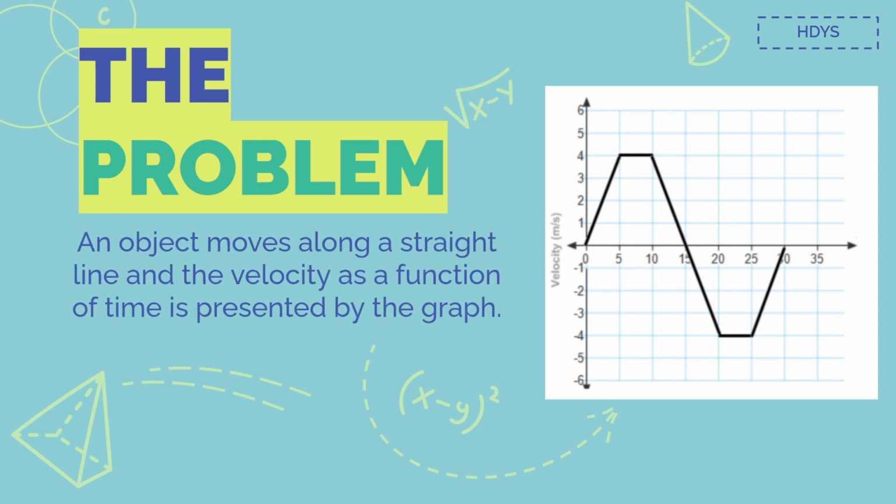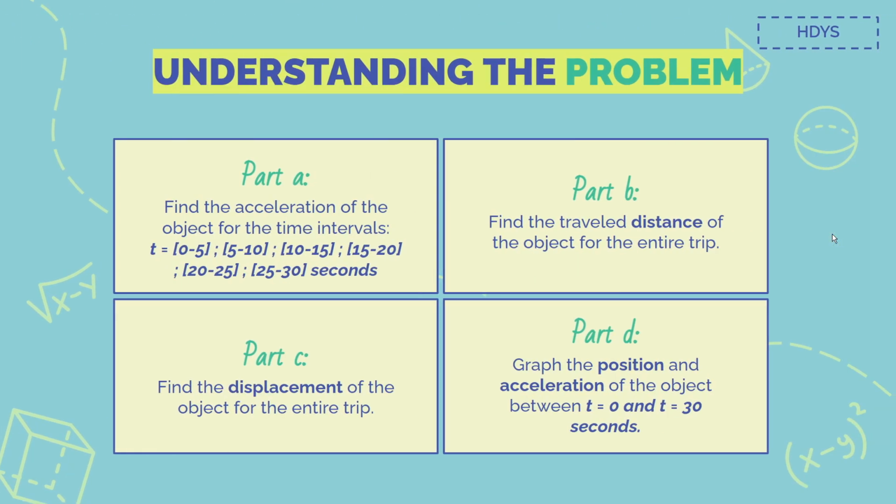An object moves along a straight line and the velocity as a function of time is presented by the graph, which is on the right side of the screen. So we have velocity here, and then time here. And then more into the problem, it has four different parts. So part A, find the acceleration of the object for the time intervals. So we have from 0 to 5 seconds, 5 to 10 seconds, 10 to 15, so on and so forth, until 25 to 30 segments. So basically, it is split into segments of 5 seconds each.